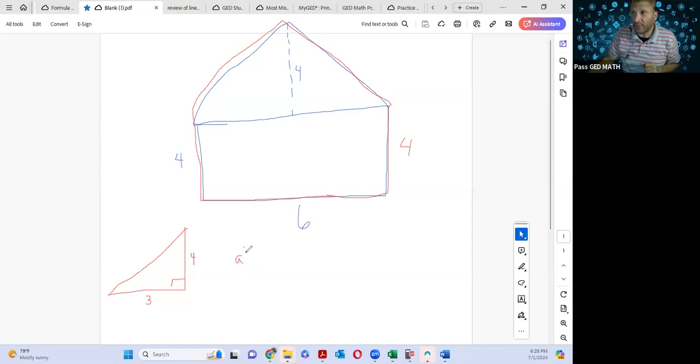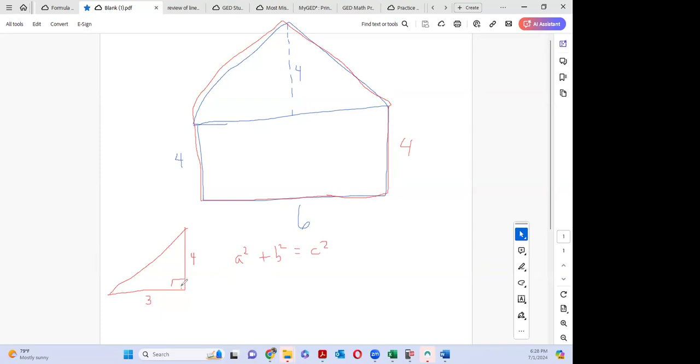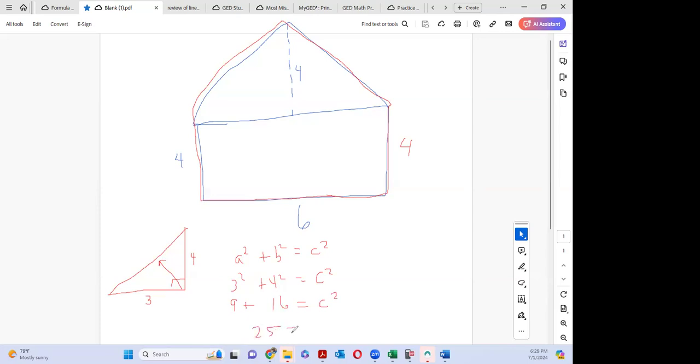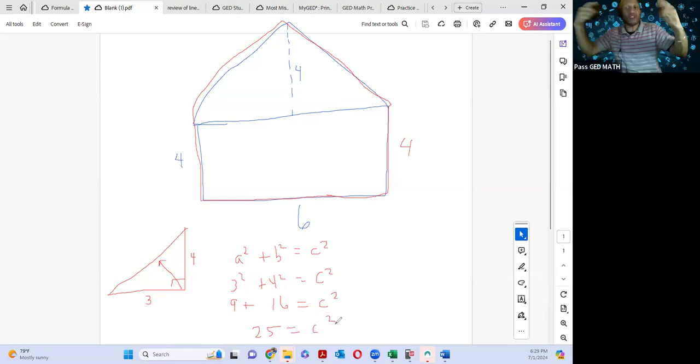So the Pythagorean theorem is a squared plus b squared equals c squared. Let me ask you, what side is C? Do we know side C? No, we're solving for C. The opposite side of that 90-degree angle is your C. So we have 3 squared plus 4 squared equals C squared. Can somebody tell me what 3 squared is? 9. What 4 squared is? 16. Equals C squared. What's 9 plus 16? 25.